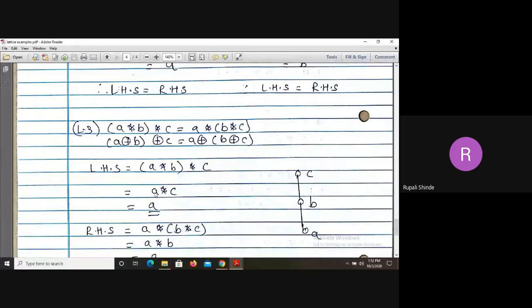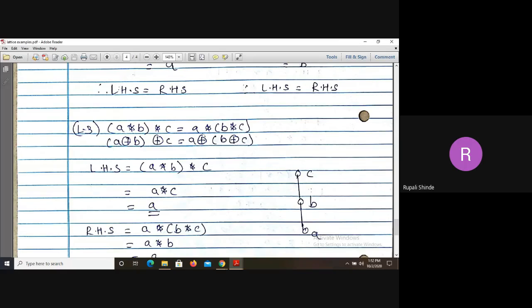Now we have to take its meet operation with C. So A star C means what? Greatest lower bound of A and C. So what is the answer for this? Again it is A. So that is written here. Value we got for LHS is A.